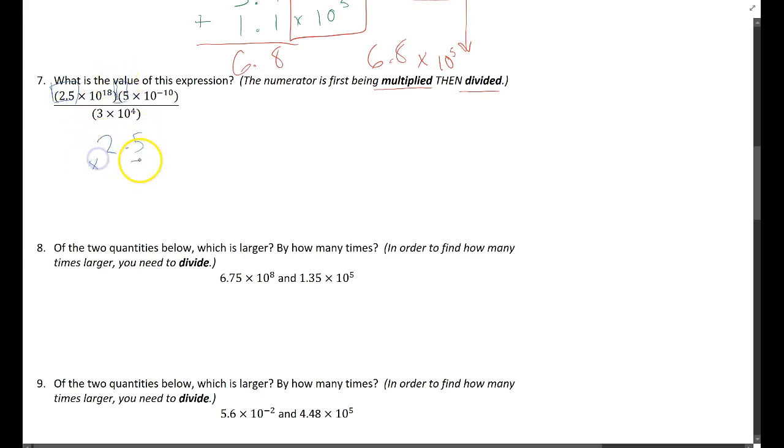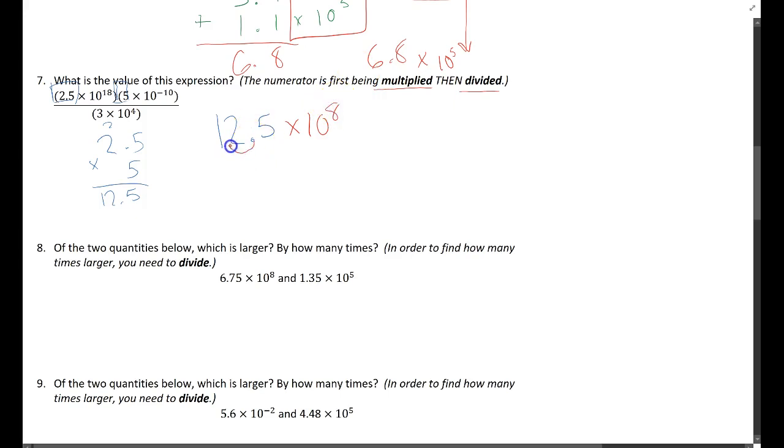2.5 times 5. Well, that's going to give me 12.5. Just so you see, 5 times 5 gives me 25, and then 12. So I get 12.5 times 10. Sorry, let me do that in the red that I've been using earlier. Times 10. Well, 18 plus negative 10, from the two powers that I already have, gives me 8.